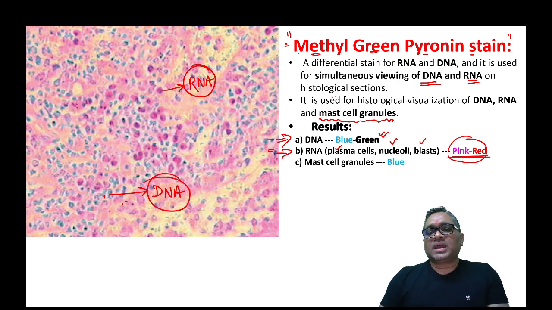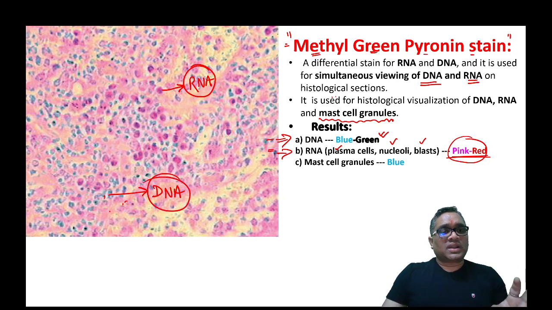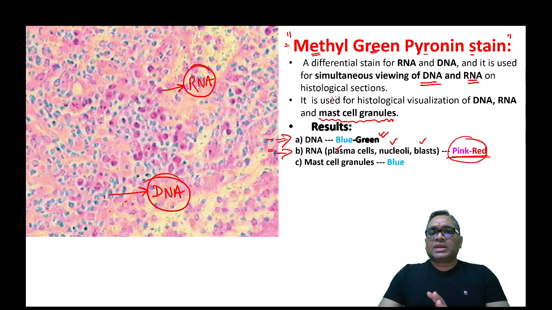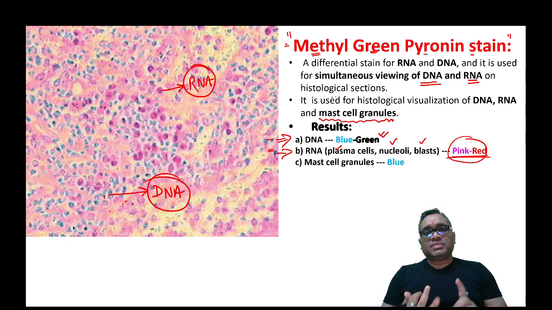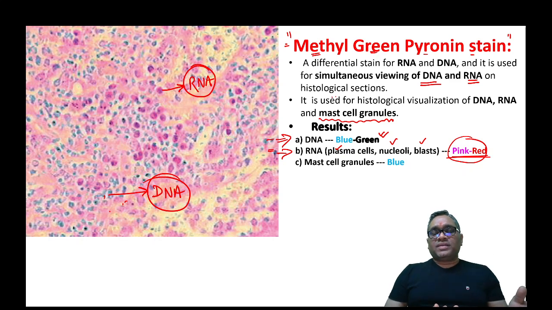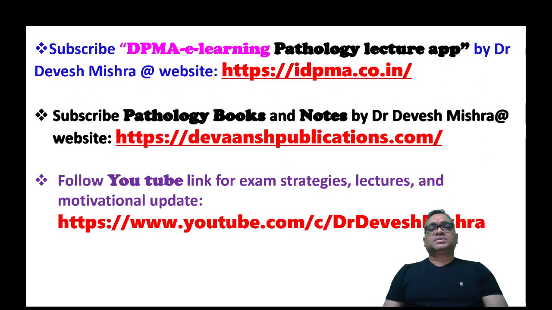So now you understand, methyl green pyronin will stain both RNA and DNA. RNA is red color and DNA will be bluish green on methyl green pyronin. So for nucleic acid, we are using two stains, Feulgen and methyl green pyronin. Feulgen is only for DNA, not for RNA. Methyl green pyronin is for both RNA and DNA. Right. So these are all important special stains.